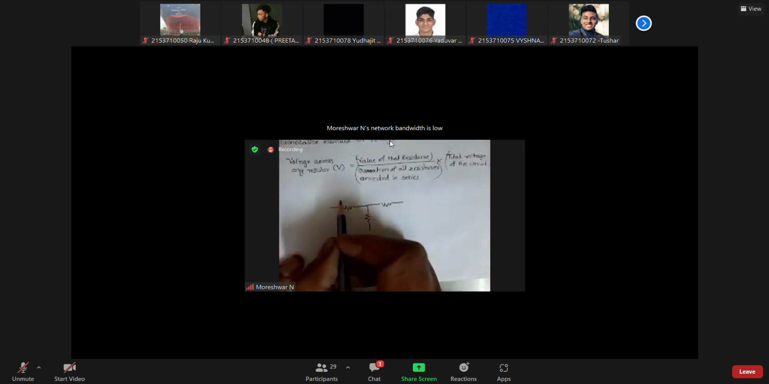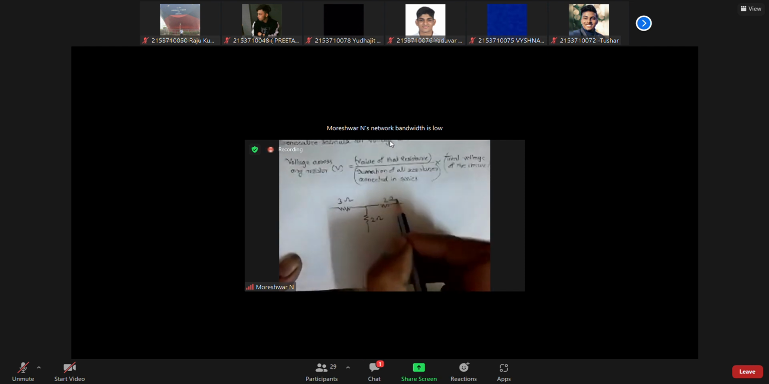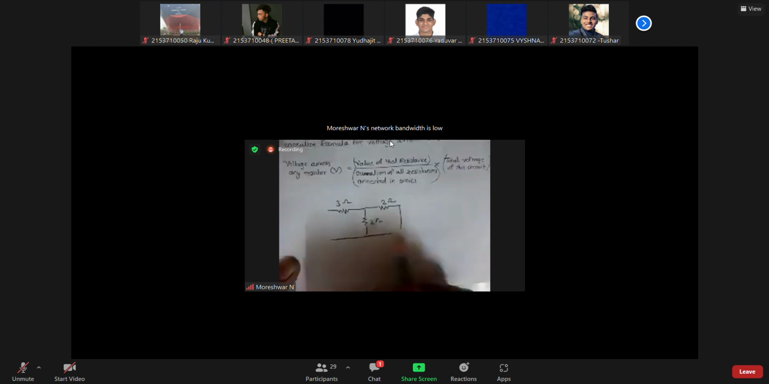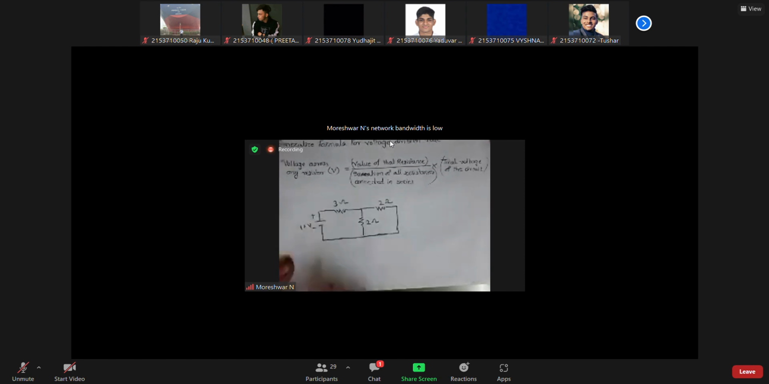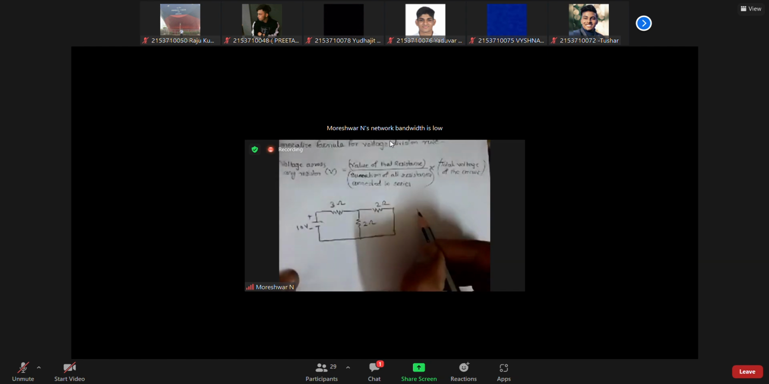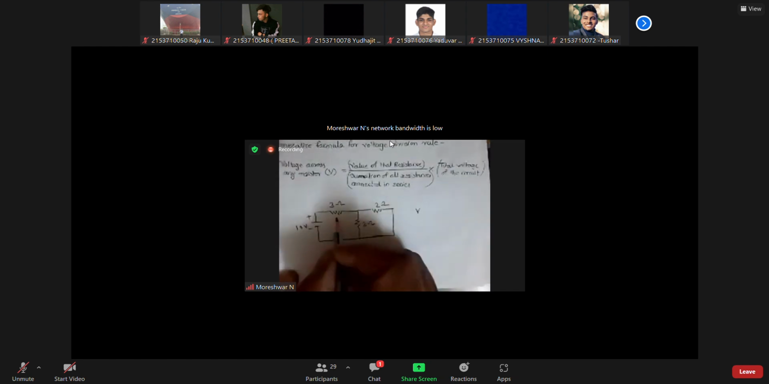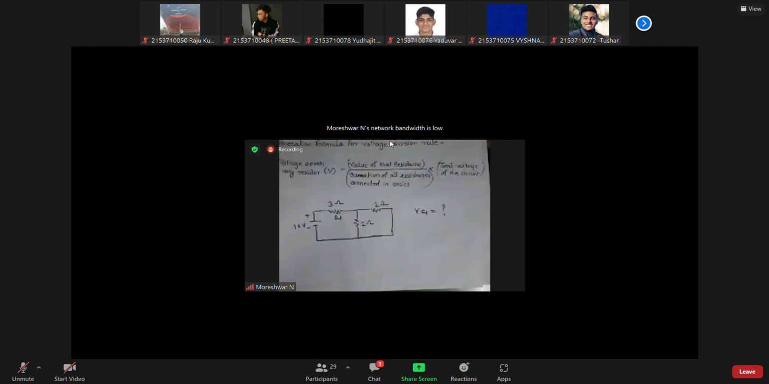Suppose this is 3 ohm, this is 2 ohm, this also 2 ohm. This will be 10 volt, positive, negative. So this is the circuit here, and I want to calculate voltage. Suppose I can say this is R1. I want to calculate VR1. So can someone explain me how to solve this kind of numerical?